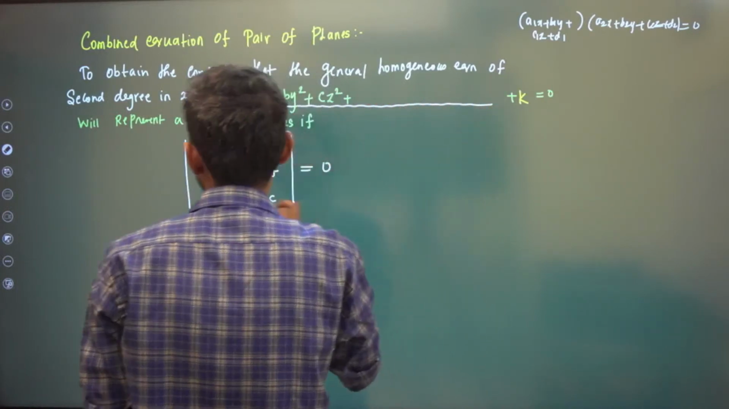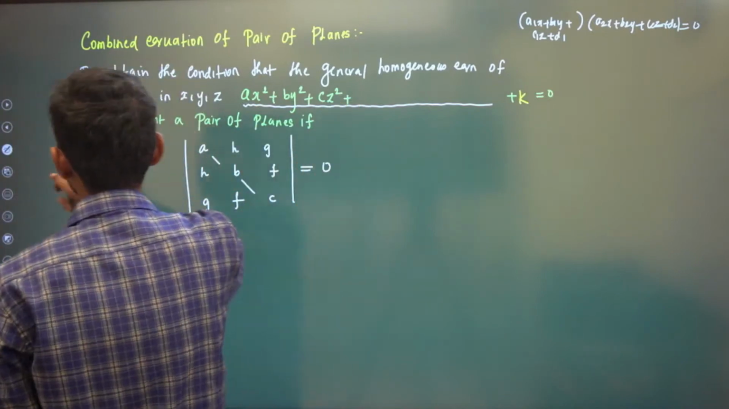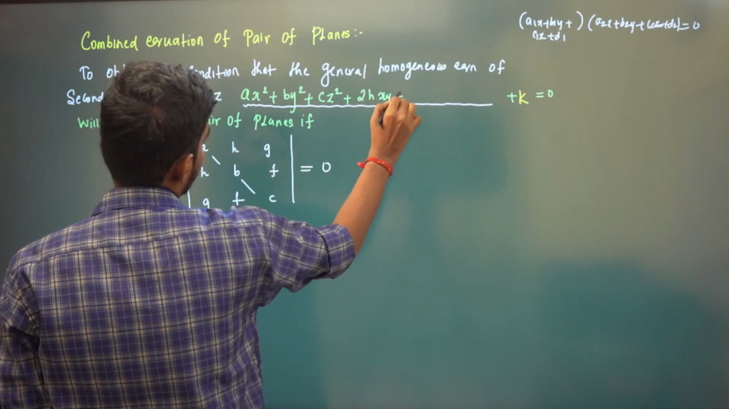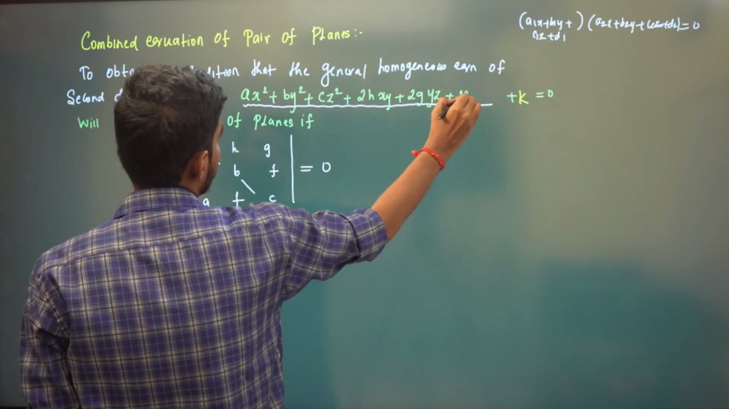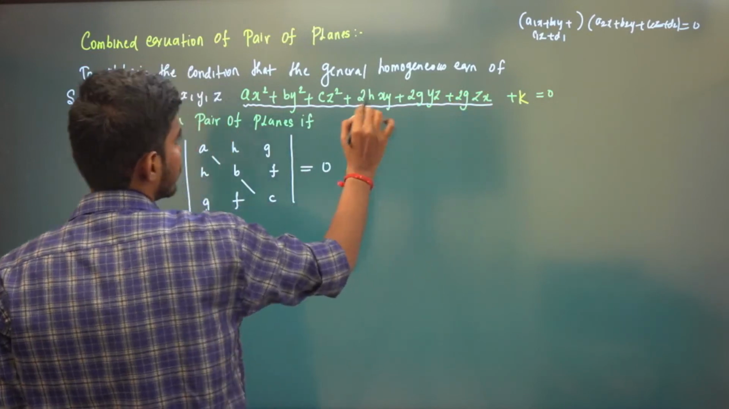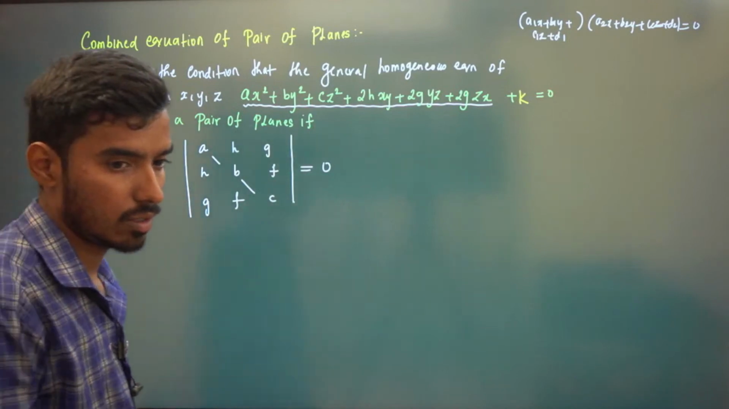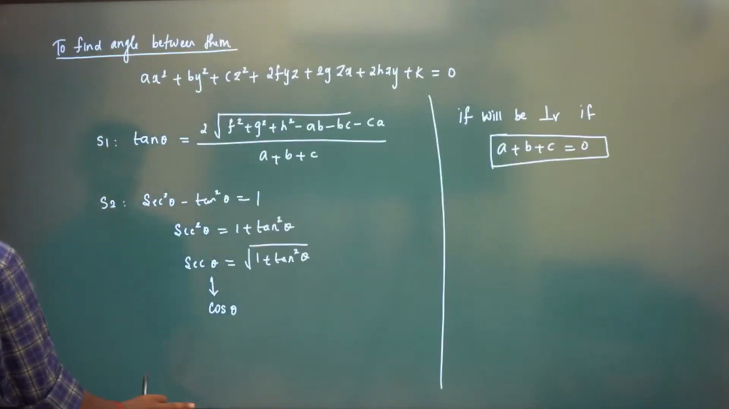Just for understanding, I'm just switching. We have h, g, f, so we will have 2h xy, 2f yz, 2g zx. Just xy, yz, zx, h, g, f. So it will be easy for you to remember. Okay, so we're going to do problems and then we're going to wind off these planes.